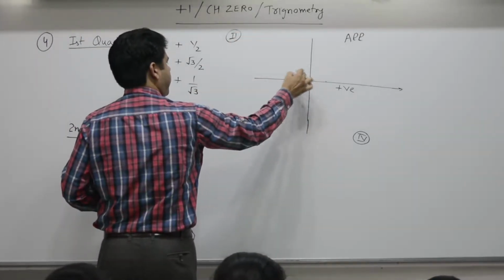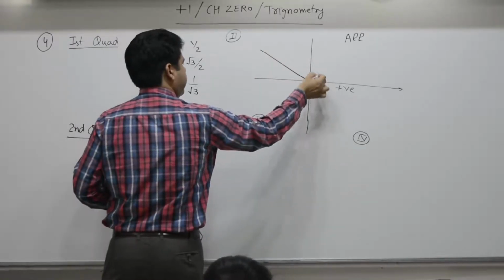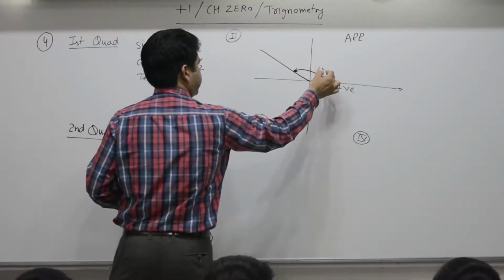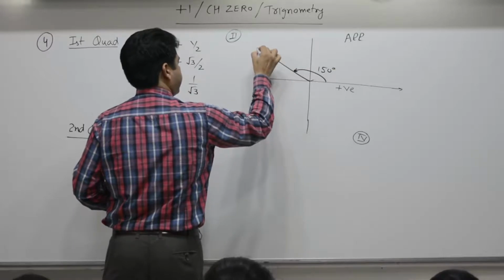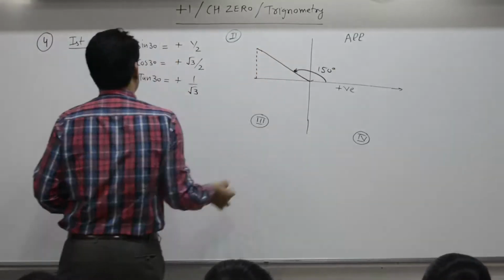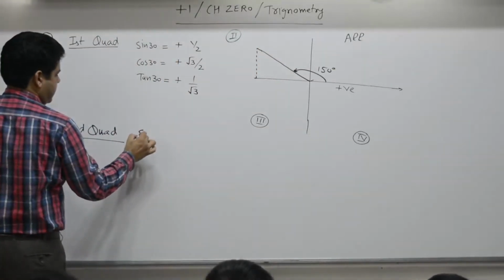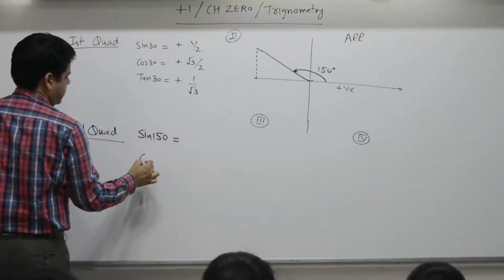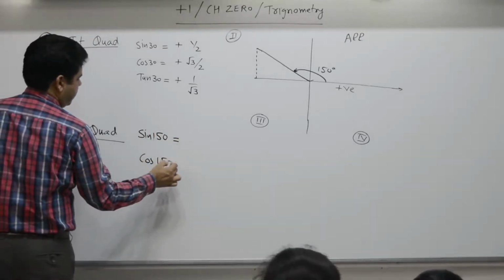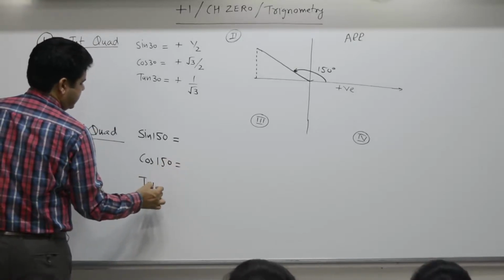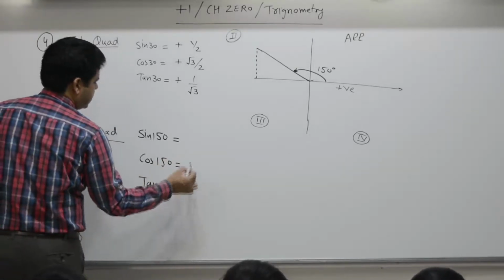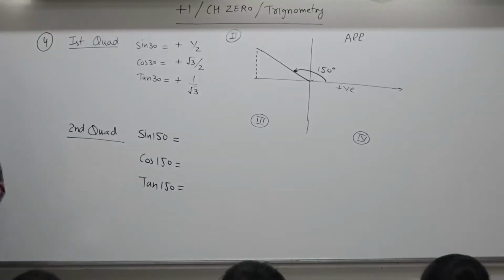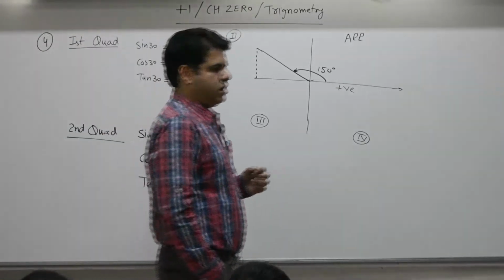Let this angle be 150 degree. Question is: sine of 150 degree is what, cos of 150 is what, and tangent of 150 is what. First decide the sign, whether it is positive or negative, then the value. Do not refer to the book.